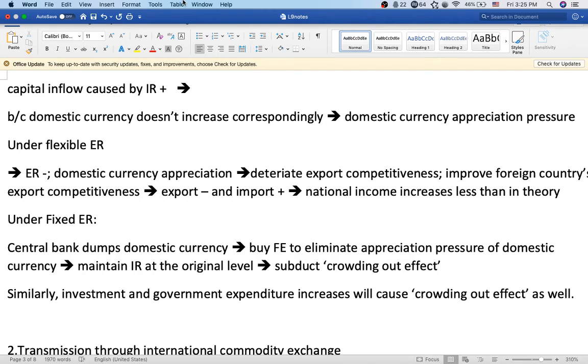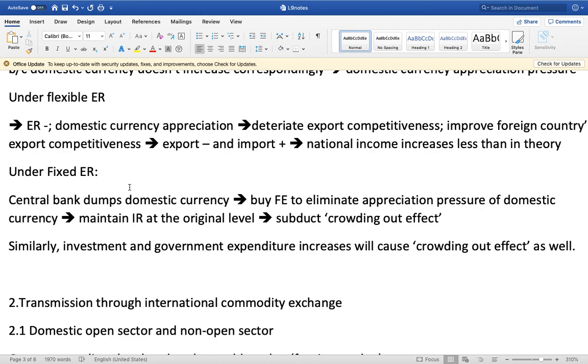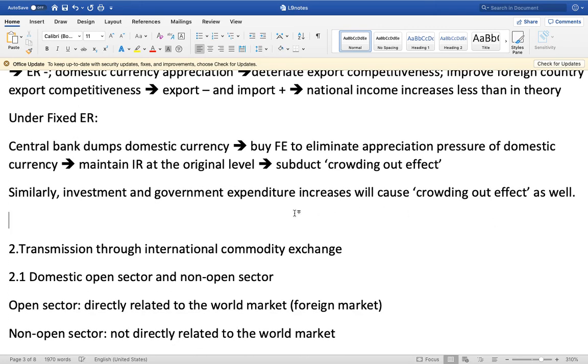And under the fixed exchange rate, the central bank supplies domestic currency to the economy to fix the exchange rate. They buy the foreign exchange to eliminate the appreciation pressure on the domestic currency and to maintain the interest rate at the original level. It will subtract from the crowding out effect. Similarly, investment and government expenditure increases will cause a crowding out effect as well.